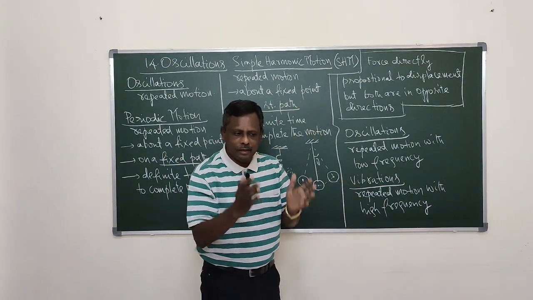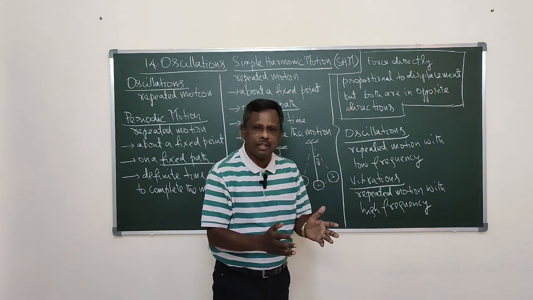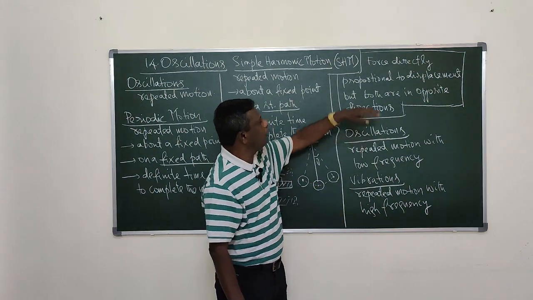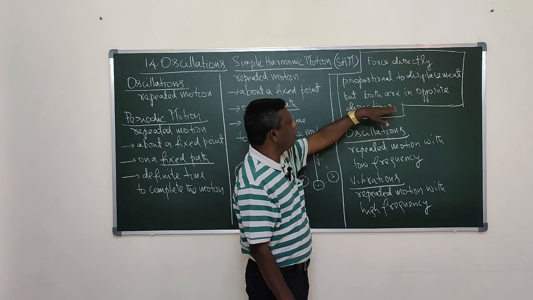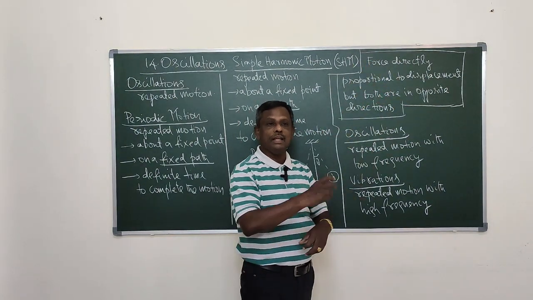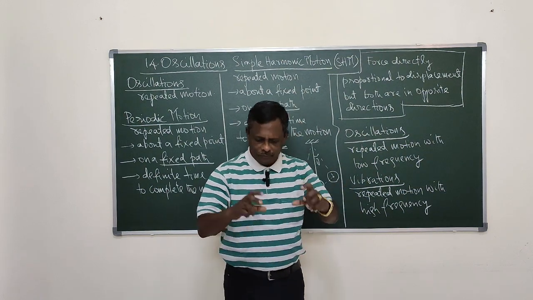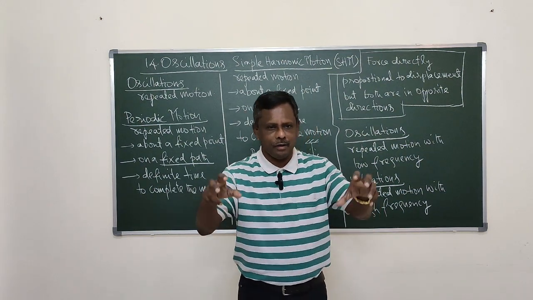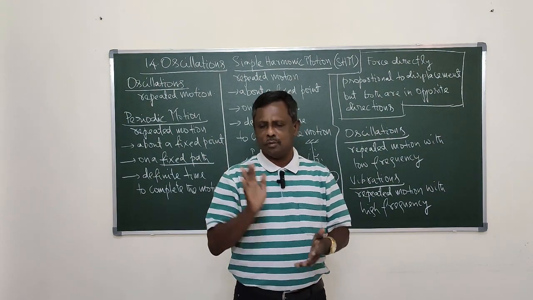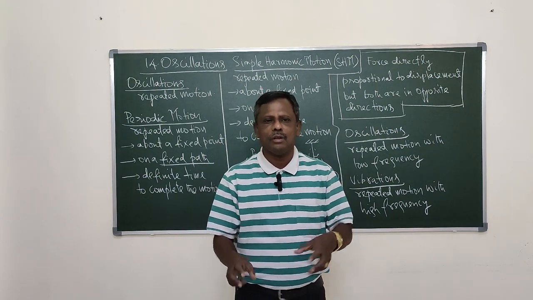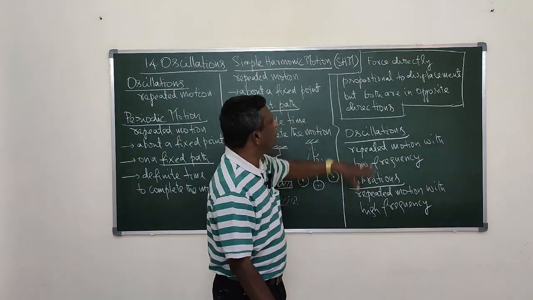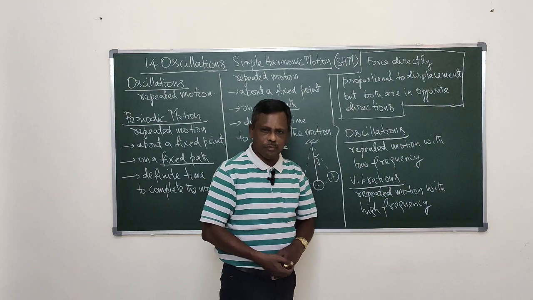That's why the necessary mathematical condition for simple harmonic motion is this: force directly proportional to displacement, but both acting in the opposite direction. If you get this condition for a given motion, then immediately we can tell the motion is simple harmonic motion. That way, mathematically, we can check whether the motion is simple harmonic or not by checking the relation between force and displacement.